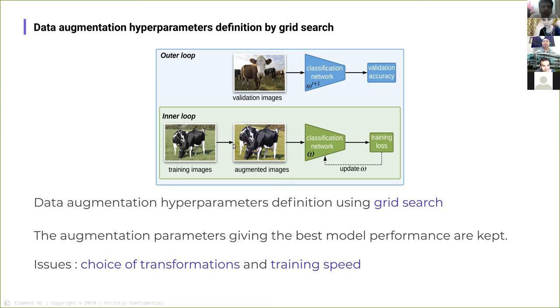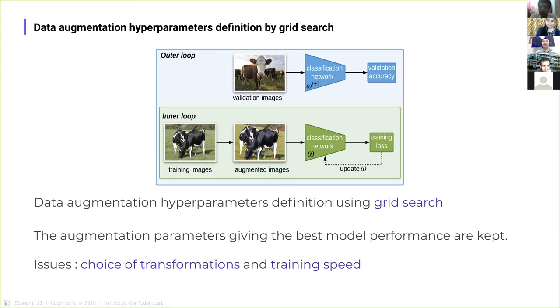The problem with this approach, there are several issues. The first one is that you have to choose which transformations you want to try and which range of values you want to try. And as we saw earlier, in some cases, it's difficult to define the transformations.